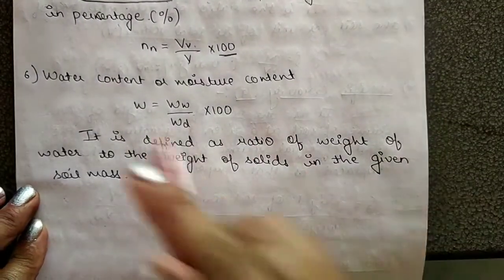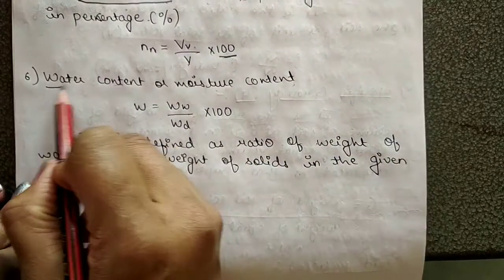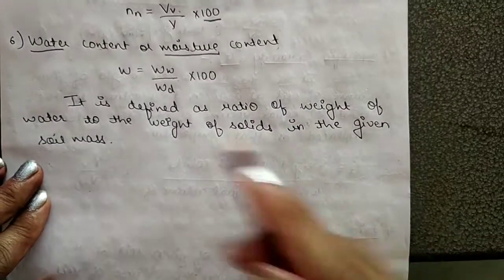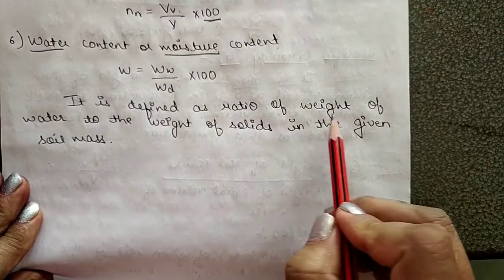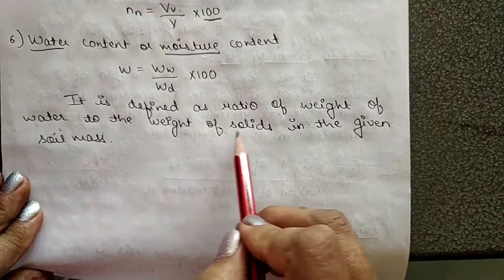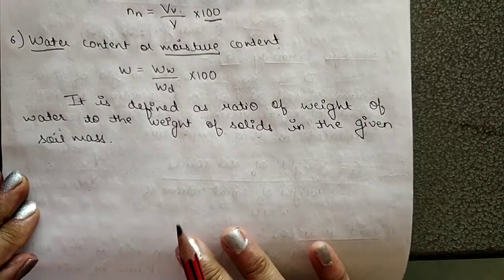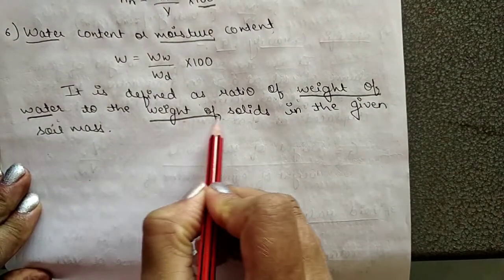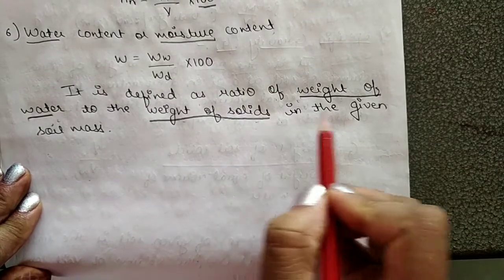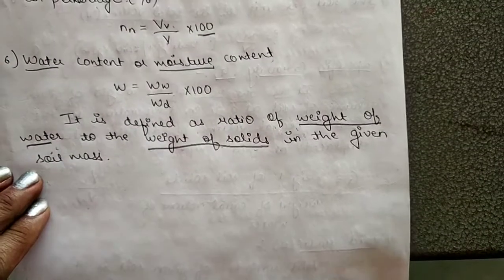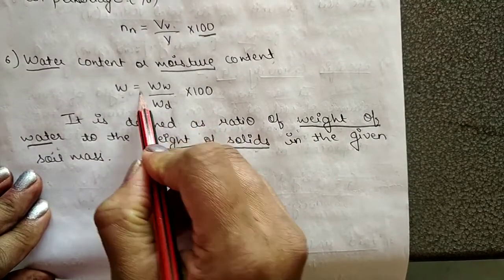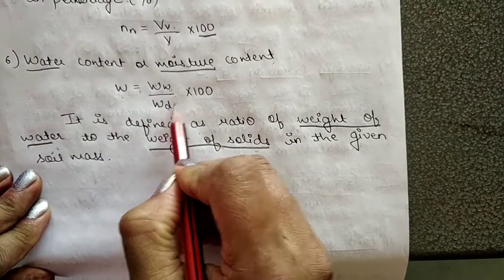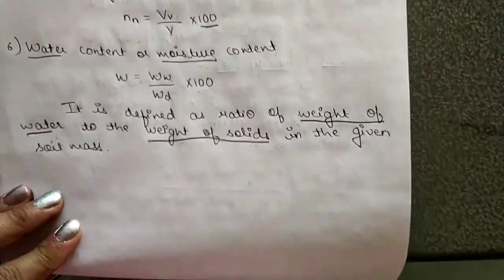The next is water content or moisture content. Water and moisture mean one and the same. The definition is the ratio of weight of water to the weight of solids in a given soil mass. It means it is the ratio of weight of water to the weight of soil solids in the given mass. The formula for this is w, water content, equals Ww, meaning weight of water, divided by weight of the soil solids, into 100.